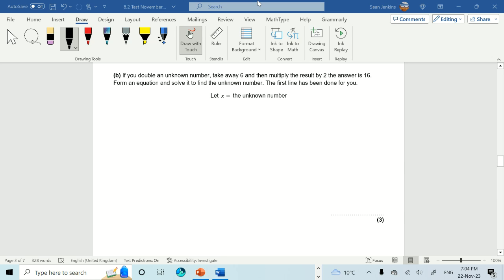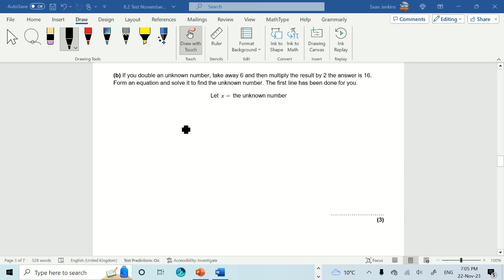Part B. If you double an unknown number, take away 6 and then multiply the result by 2, the answer is 16. Form an equation and solve it to find the unknown number. The first line has been done for you. Let x equal the unknown number.